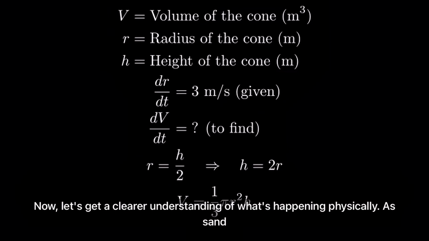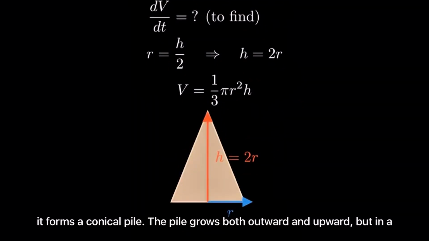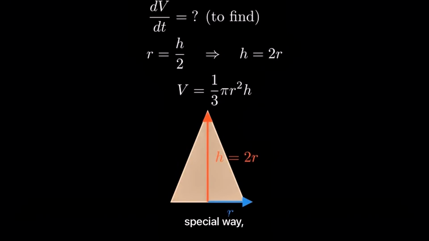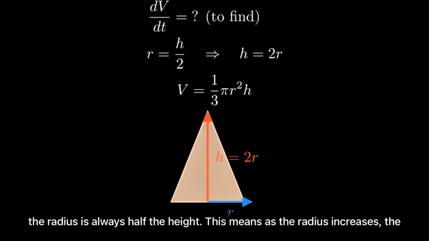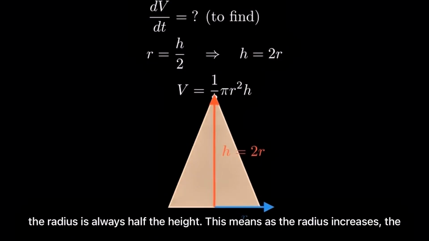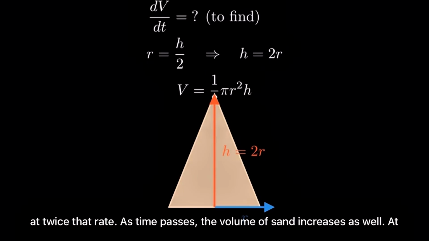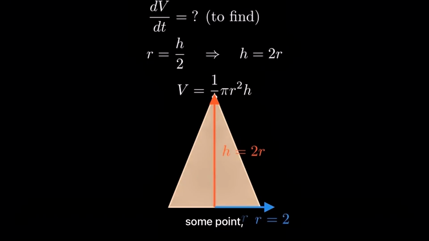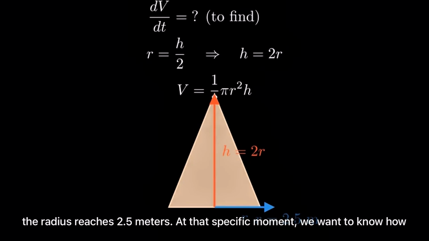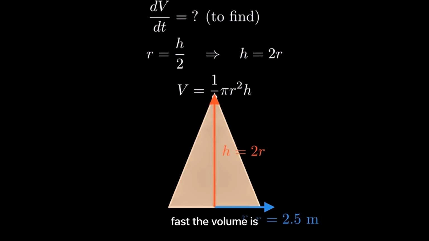Now, let's get a clearer understanding of what's happening physically. As sand pours from the hopper, it forms a conical pile. The pile grows both outward and upward, but in a special way. The radius is always half the height. This means as the radius increases, the height increases at twice that rate. As time passes, the volume of sand increases as well. At some point, the radius reaches 2.5 meters. At that specific moment, we want to know how fast the volume is changing.